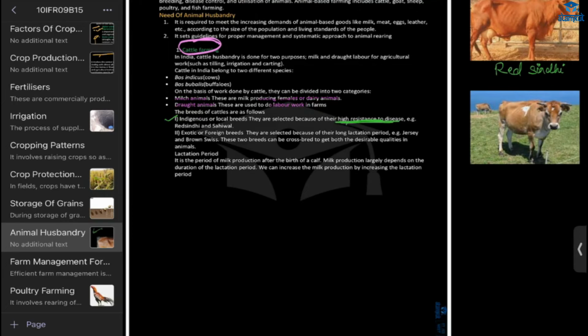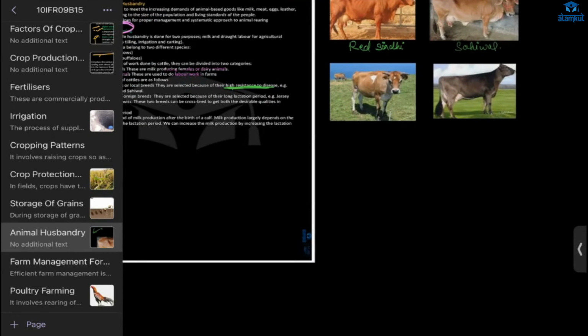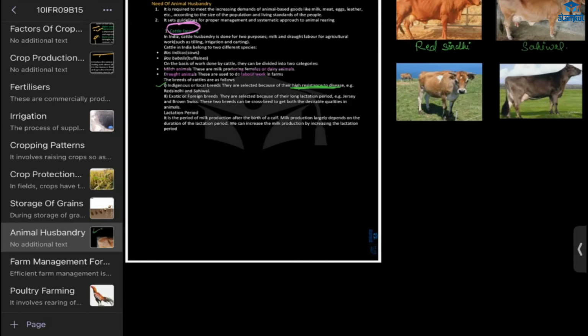Ma'am, what is lactation? Lactation period. See, when a cow gives birth, the time they can be milked? Yes, the period where the cow produces milk. When does this happen? When it is giving birth to a young one, right? To feed it, the milk is produced, right? And the duration during which the milk is produced, that is the lactation period. Okay.